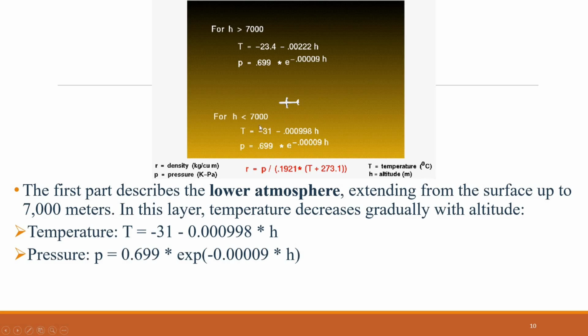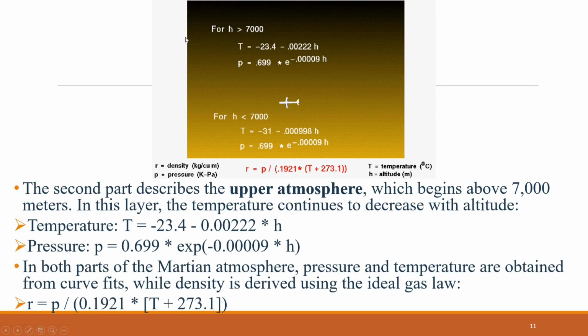Temperature is equal to -31 minus 0.000998 multiplied by altitude. Pressure is equal to 0.699 multiplied by E raised to the power of -0.00009 multiplied by altitude.